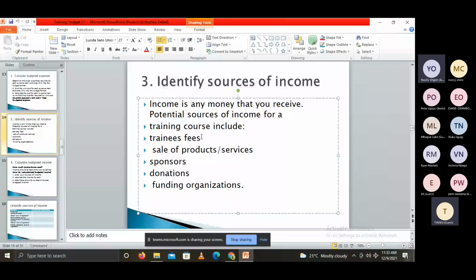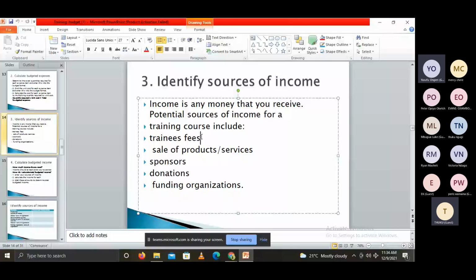There could be other sources of income. You can sell product. If like we had a manual for this program, we can also sell it to you people. And from it, it becomes a source of income to the school. You may have also sponsors.